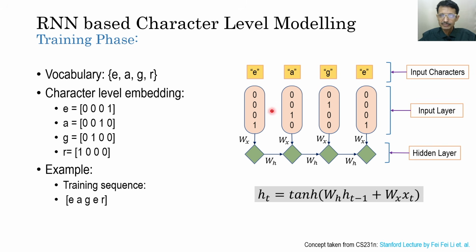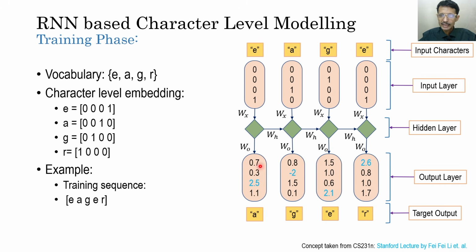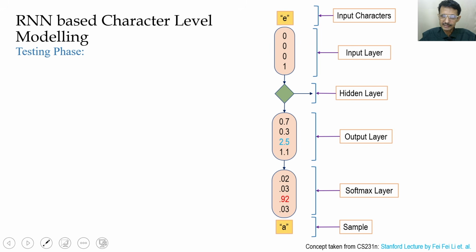After this computation, which is very straightforward, it goes to the output: 0.7, 0.2, 2.51. These are some values coming here. Now if we put it through softmax, E is the input character in the input layer, then it comes to the hidden layer, then the output layer, and we put a softmax layer, which gives 0.92 for 0010, and this is A.